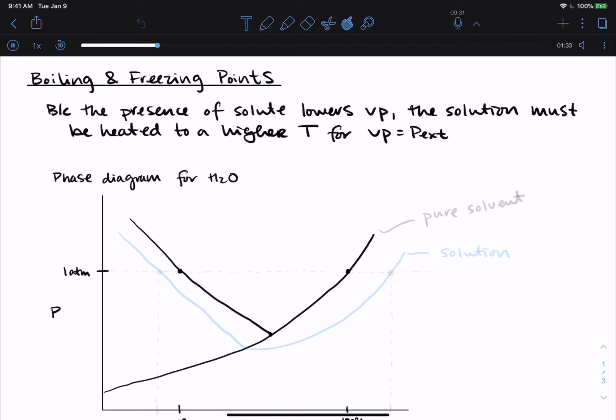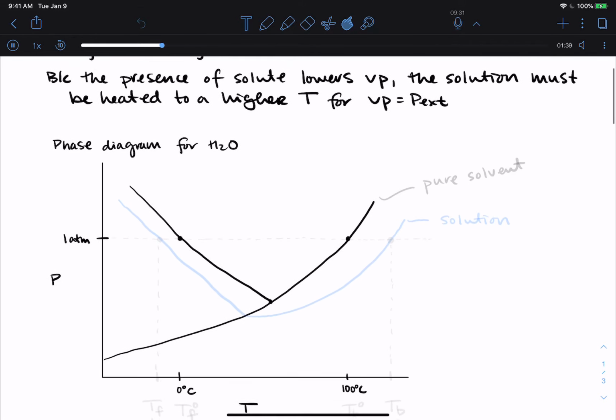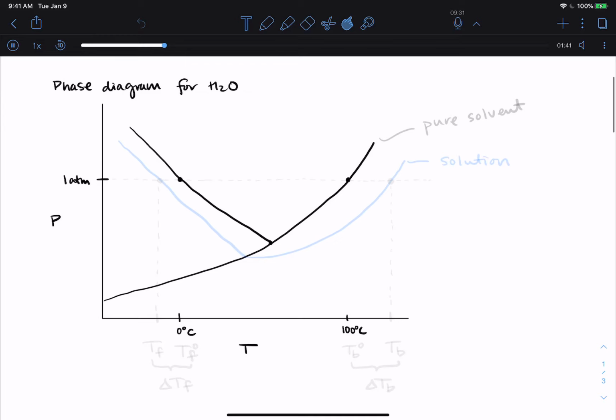Okay, so on this phase diagram for water, I'm going to add a second set of lines. So everything that is here in the black lines is for the pure solvent. And I'm going to use blue to draw what you would see for a solution. Now the amount by which these lines go down depends on how many particles you put in solution. This blue line is for the solution.